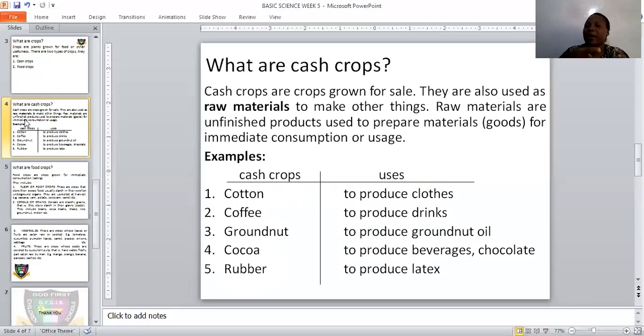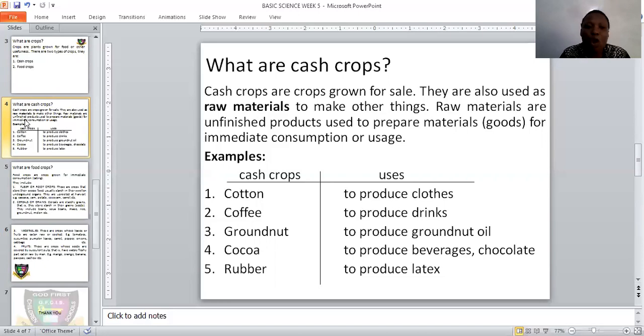Like cotton. A cotton is a plant. When you plant cotton, you keep it for future use, and by so doing, you get your clothing material from it. Can you see that it's not for immediate consumption? It's not for immediate eating. Good. Then we have another type of crop as food crops.